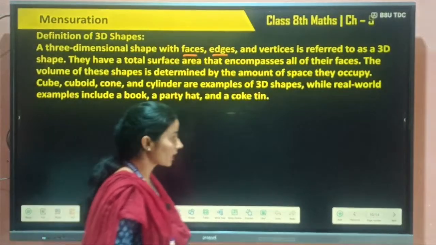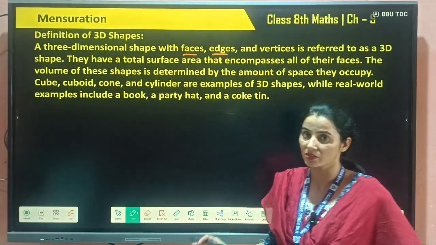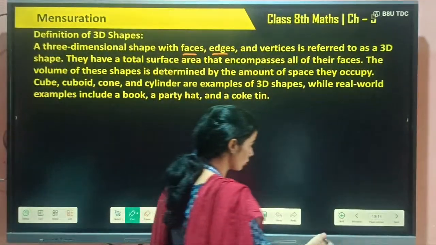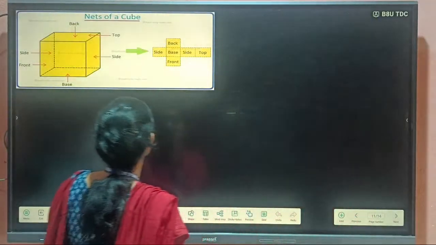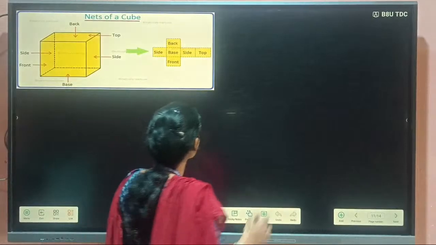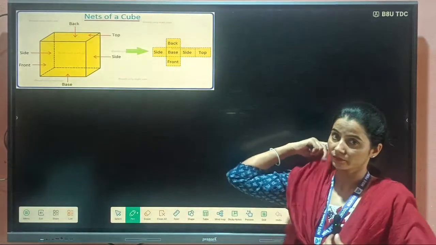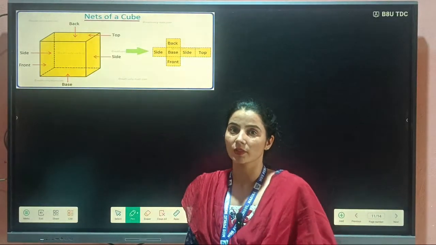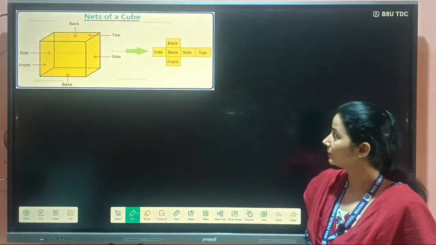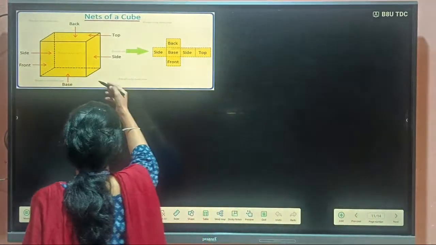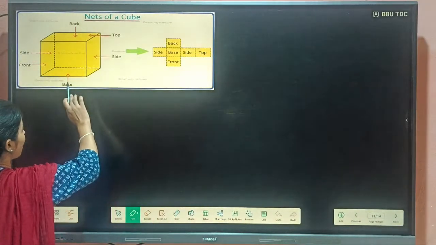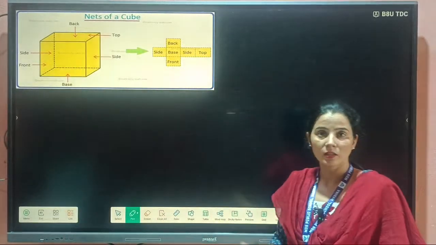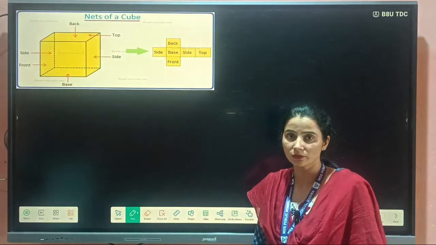Now see, before starting 3D shapes, we want to discuss some basics like face, vertex, edges. Let us see, the first figure is the cube. What is a cube? A cube contains all square faces, and in a square we know all sides are equal. This is the shape of a cube. This is called the base of this cube. Simply, I opened this cube, and this is called the net formation of a cube.